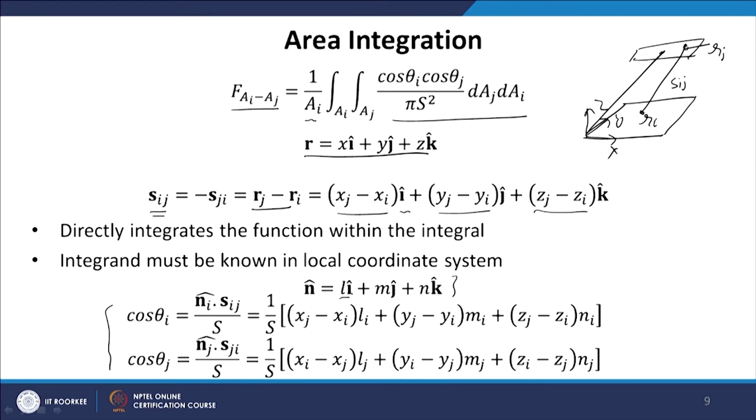So, l is the direction cosine in the x direction, m is the direction cosine in the y direction, and n is the direction cosine in the z direction. So, n cap is the normal vector. In the sense, Ni will be the normal vector to surface i and Nj will be the unit normal vector to surface j, okay. And we can find cos theta i and cos theta j using this expression, okay. So, this is the information that we need to find the view factor using this analytical method.